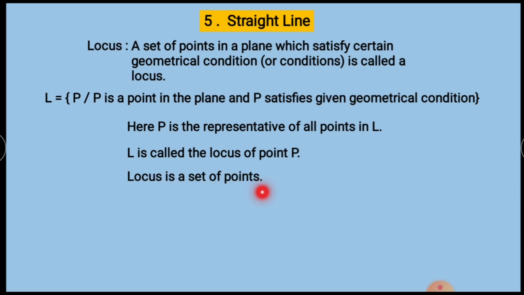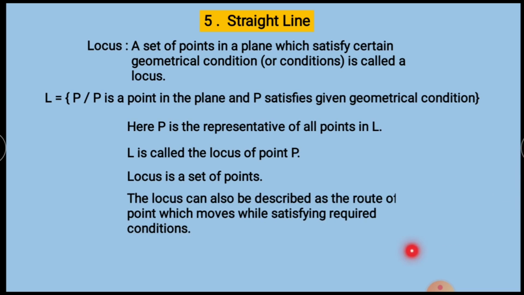Locus is a set of points, so we call locus is a set of points. The locus can also be described as the route of a point which moves while satisfying required conditions. So best example here, planet in solar system. So with the help of some example we discuss this topic.